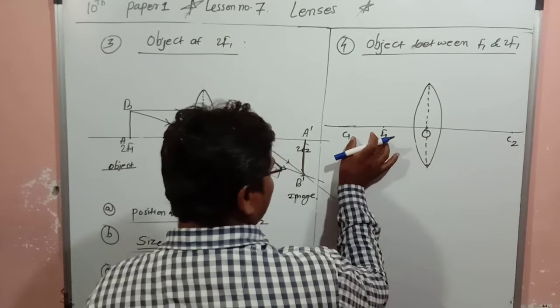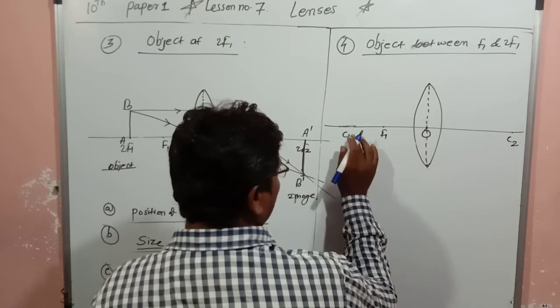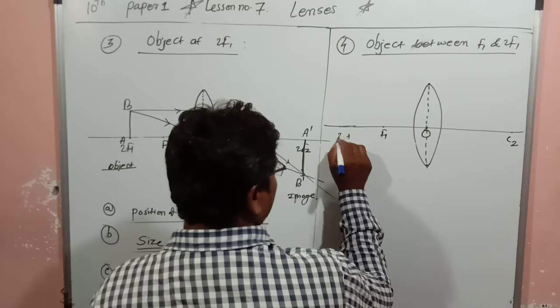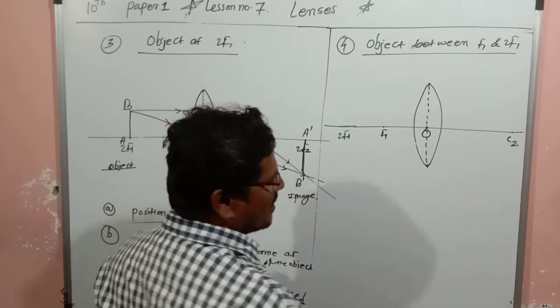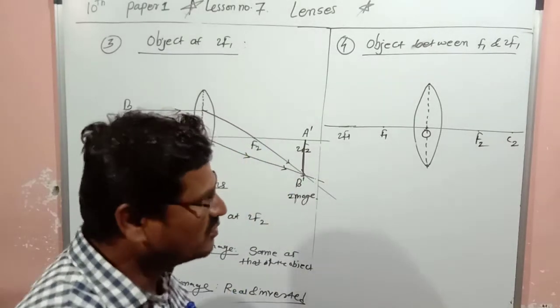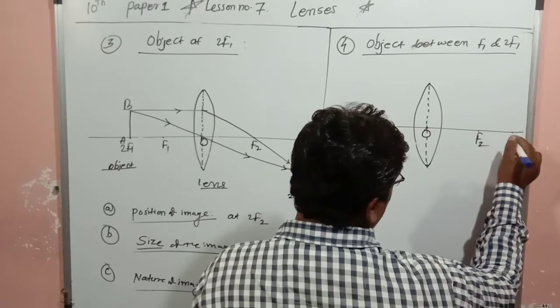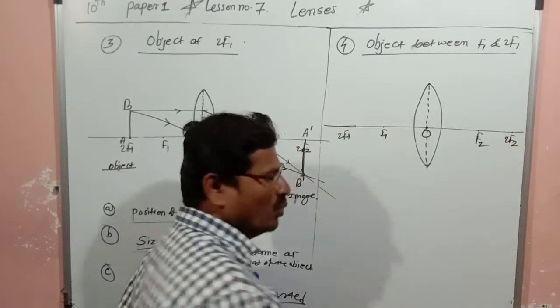This distance and this distance, F1O and F1C1, are equal. So you are taking the total distance as 2F1. Here also the principal focus will be F2, and this distance and this distance are equal. So here you are taking 2F2.